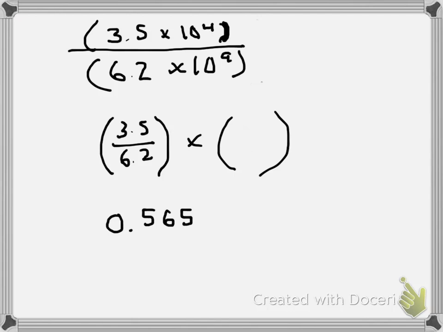Okay, then we have 10 to the 4th, divided by 10 to the 9th. And remember, when you multiply powers of the same base, like we did before, you add the exponents. So the inverse of multiplying is dividing. The inverse of adding would be subtracting. So 10 to the 4th, and then we subtract the 9th power. Remember, the numerator always is the first number. Even if it's a smaller number, the numerator is 10 to the 4th, subtract 9.